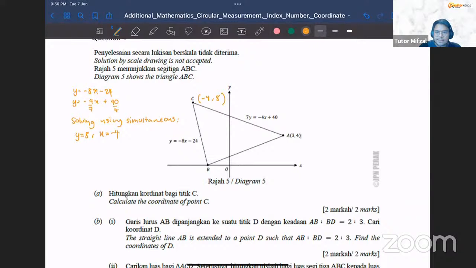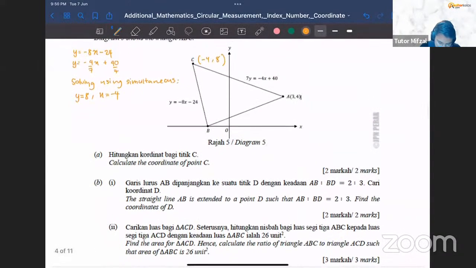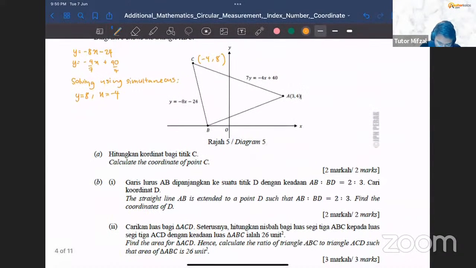Okay. So next, the straight line AB is extended to a point D such that AB to BD is 2 to 3. Find the coordinates of B.